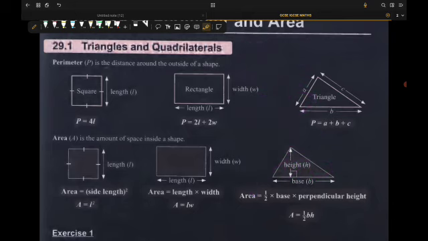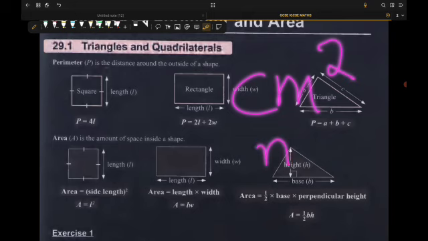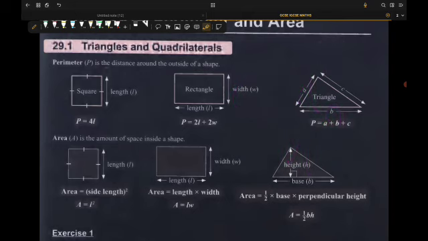Another thing you should know is area is usually given in centimeter square or meter square. Perimeter will come in centimeter or meter, while area, always note that in your answer, the area will come in centimeter square or meter square, depending on the unit you are given. So we'll solve questions later on the area of a square.